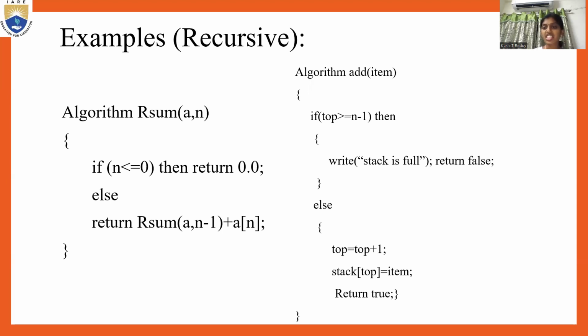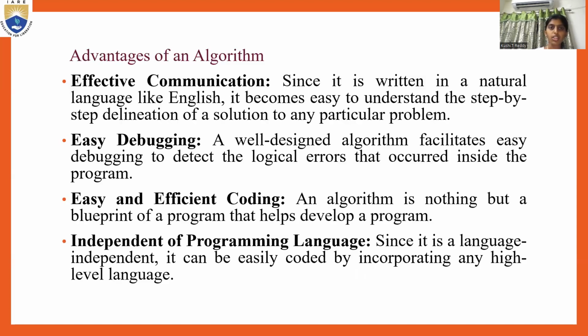And for stacks, let us see the algorithm. Algorithm AddItem. If top is greater than or equal to n minus 1, then write stack is full and return false. Else top is equal to top plus 1, stack[top] is equal to item, and return true. So these are examples of algorithms.